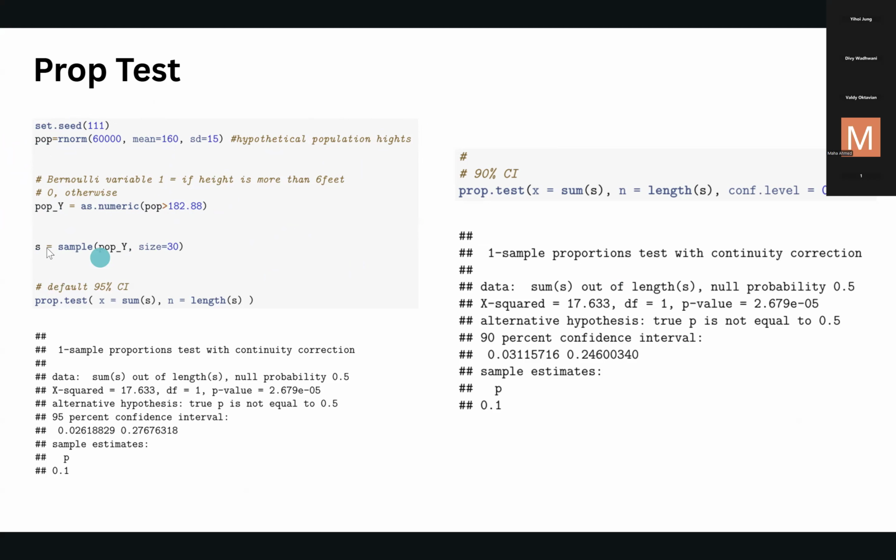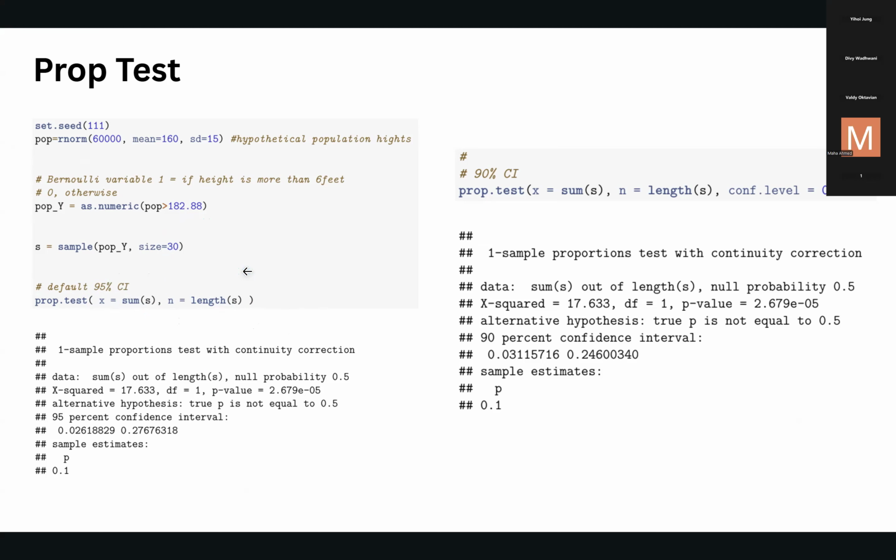Then we take a sample of 30 again, and in this case we have to use prop.test to create a 95% confidence interval. The x will be the sum of the s, so that will basically be the number of people greater than 182.88. And the length is just the total data set, because it'll be 30. So you can think of these parameters as a fraction of the people.